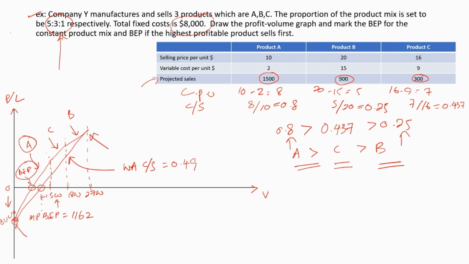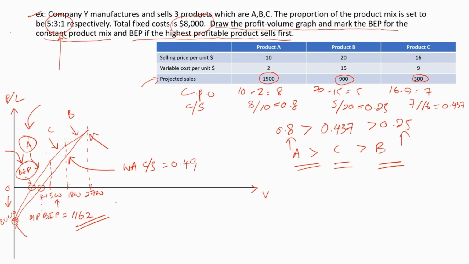So these are the points you need to know when it comes to profit volume chart. We are done with the question. Draw the profit volume graph and mark the break-even point for the constant product mix, which is this value 1162, and break-even point if the highest profitable product sells first. The highest profitable product is product A. So the break-even point will be this.